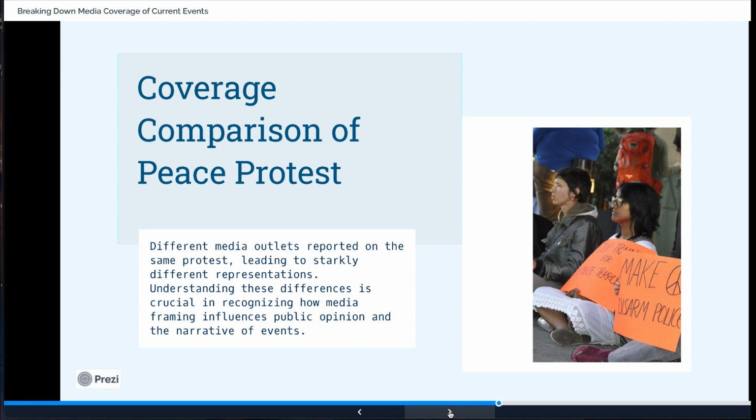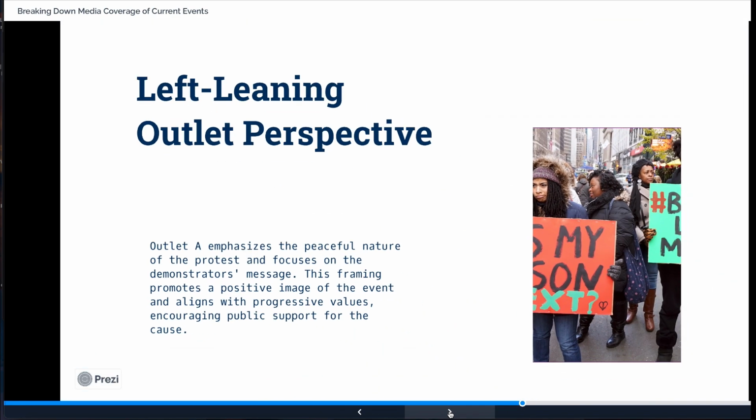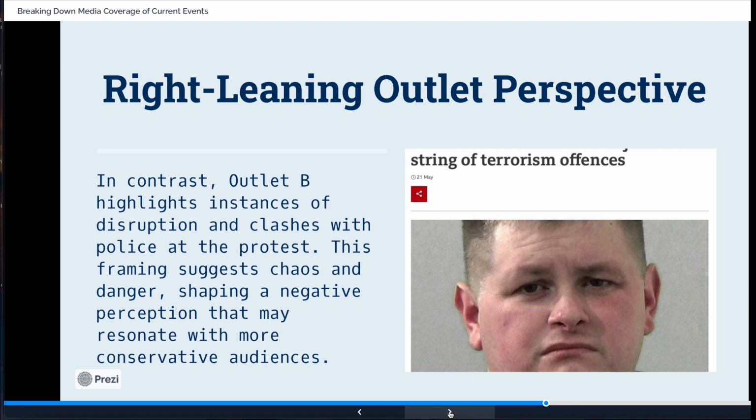Left-leaning outlet perspectives. Outlet A emphasizes the peaceful nature of the protest and focuses on the demonstrators' message. This framing promotes a positive image of the event and aligns with progressive values, encouraging public support for the cause. Right-leaning outlet perspectives. In contrast, Outlet B highlights instances of disruption and clashes with police at the protest. This framing suggests chaos and danger, shaping a negative perception that may resonate with more conservative audiences.